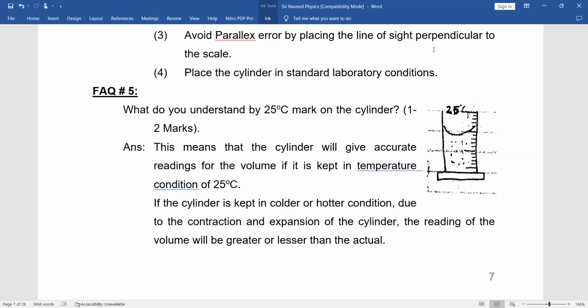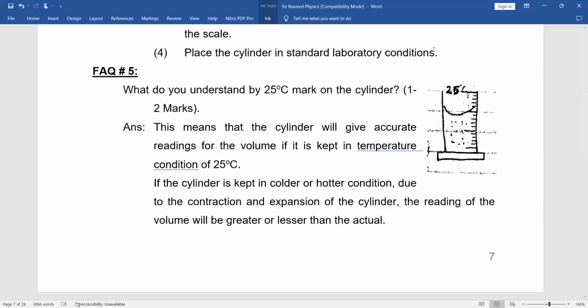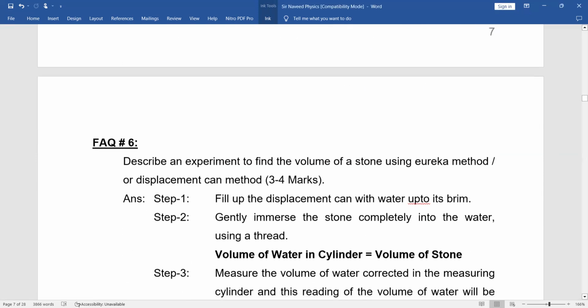If the cylinder is kept in colder or hotter condition, due to the contraction and expansion of the cylinder, the reading of the volume will be greater or lesser than the actual reading. एक और क्वेश्चन इसी का बनता है.